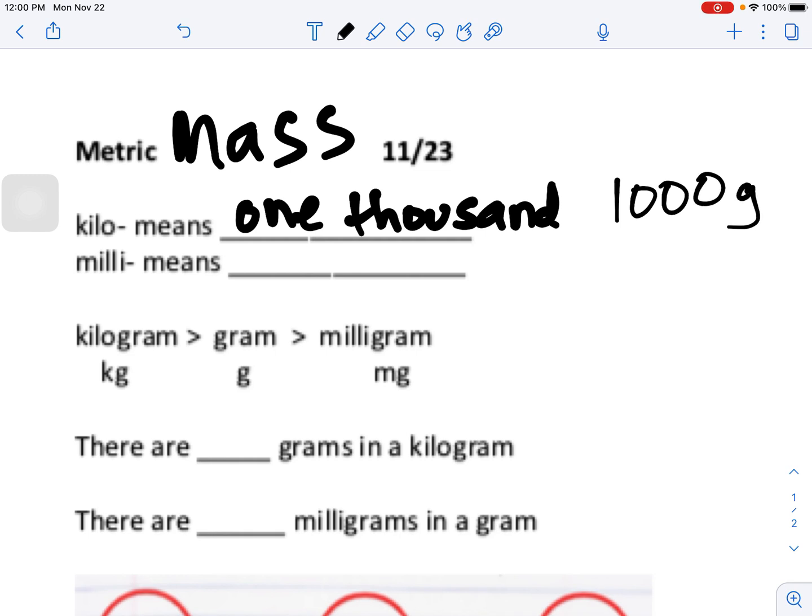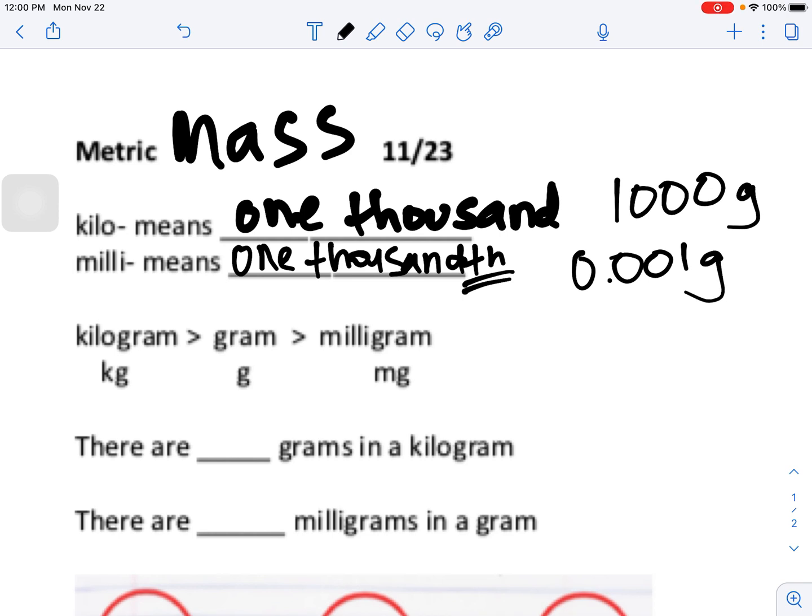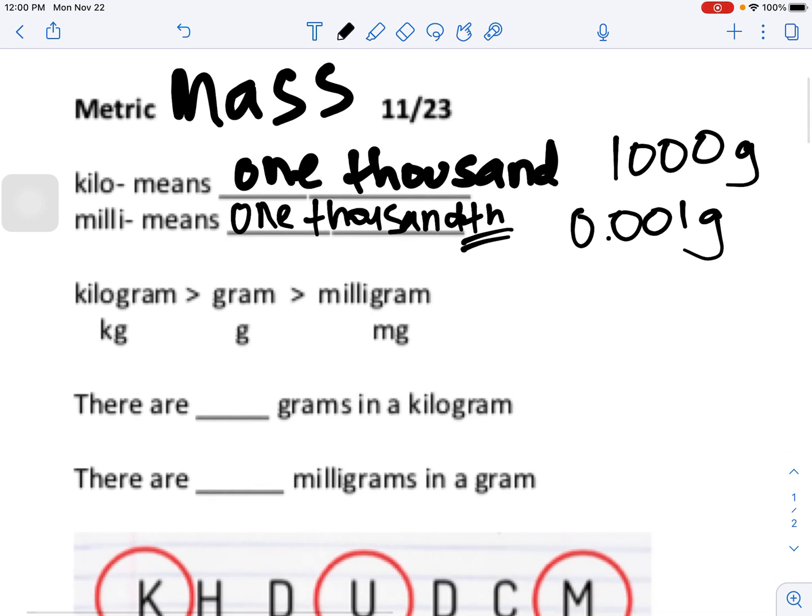Milli, the prefix milli means 1,000th. So that's really, really small. It's actually 1,000th of a gram. The way that we are using these, we're just going to be using these three. A kilogram is really, really big, a gram is the middle, and a milligram is going to be really, really small. Remember, grams are measuring mass, and mass is how heavy something is.